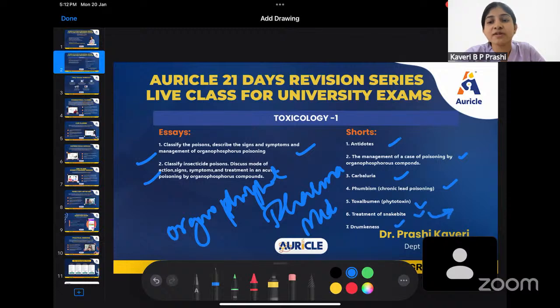Now, this treatment of snake bite, this entire question on snakes, classification of snakes, treatment of poisoning, what the different types of snakes are, what the clinical features are, and all these can come as a 10 marker as well. And that was one of the 10 markers that came during my UG exam.